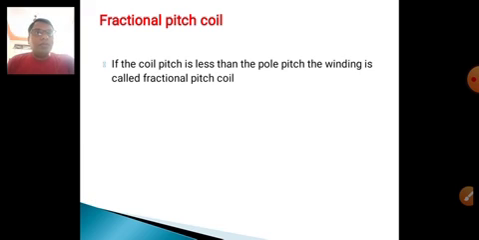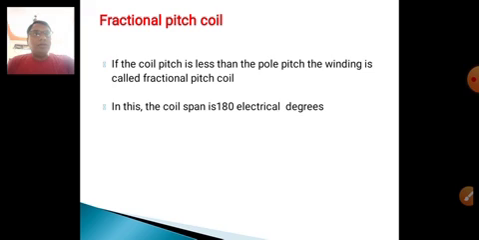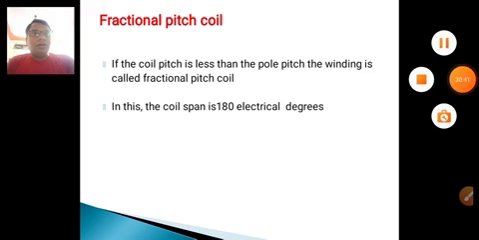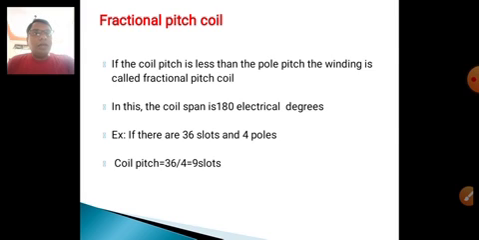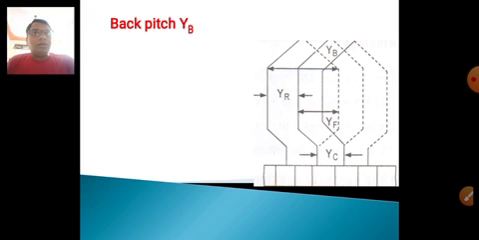Fractional pitch coil. In the previous case of the full pitch coil, both are equal. In a fractional pitch coil, if the coil pitch is less than the pole pitch, the winding is called a fractional pitch coil. In this coil, the coil span is less than 180 electrical degrees. For example, with 36 slots and 4 poles, the pole pitch is 9, and the coil pitch is less.